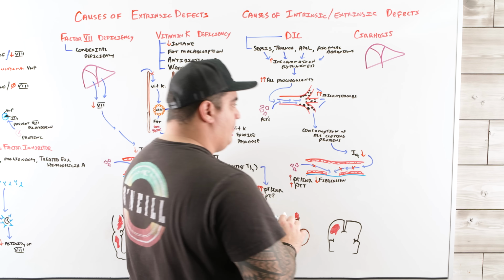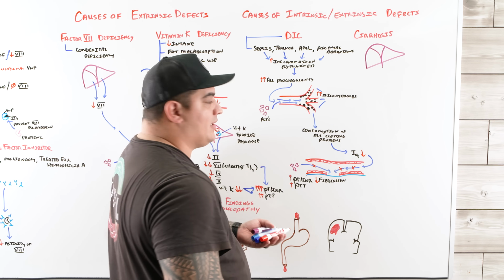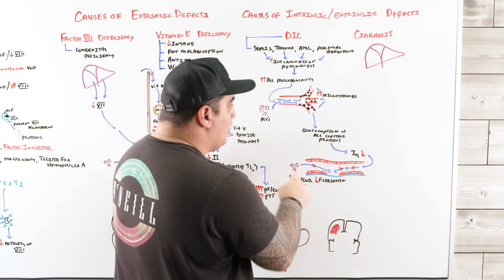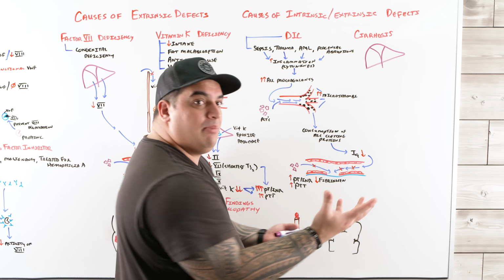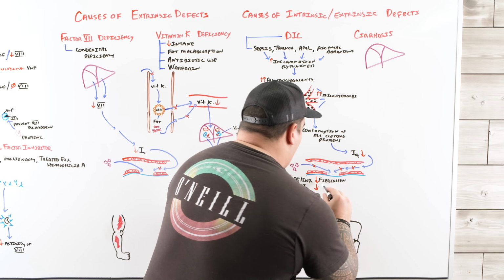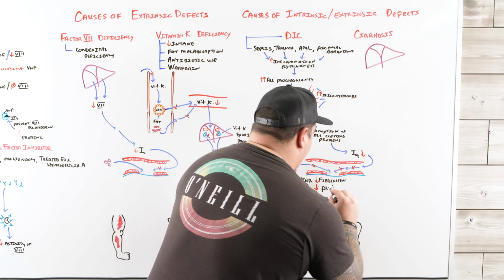That's going to drop. The other thing is you're using platelets to make these clots. So not only are you using clotting proteins and fibrin, but if you're consuming the platelets, what should happen to the platelets? They should drop. So I got a drop in my platelets, and I got a drop in my fibrinogen.